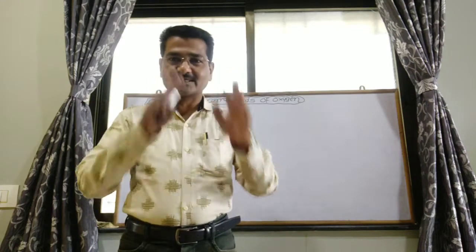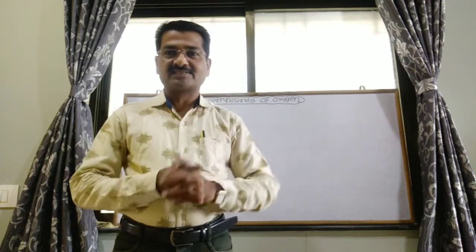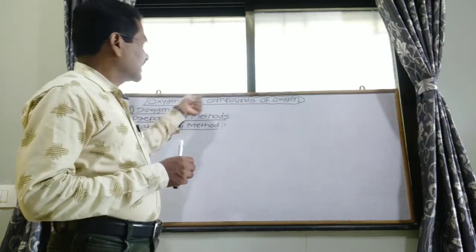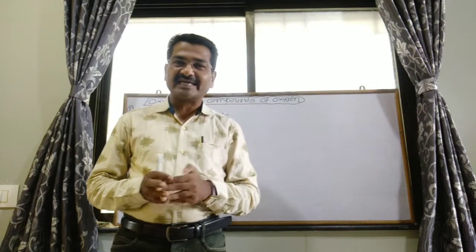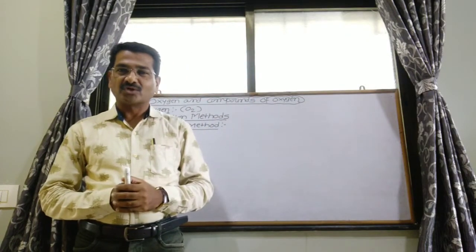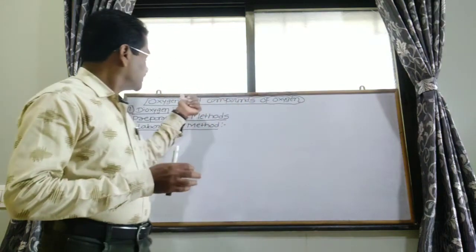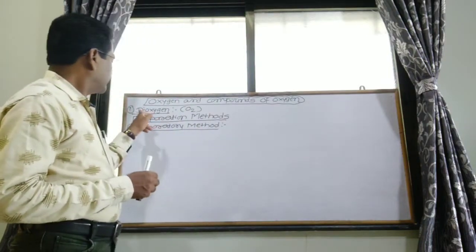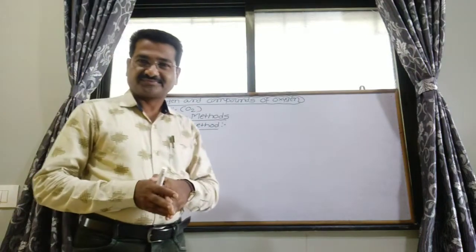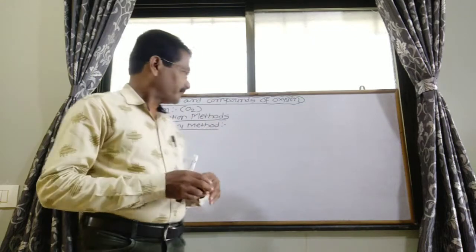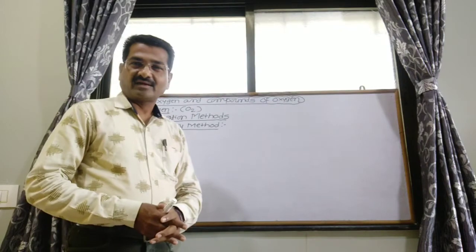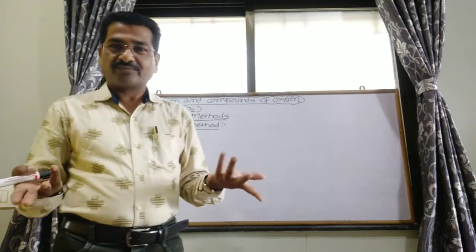We discussed that. But in this class, learn about oxygen and compounds of oxygen. Oxygen is the first element of group 16. So see oxygen and its compounds. First of all, dioxygen, O2. Preparation methods of dioxygen. How to prepare dioxygen?